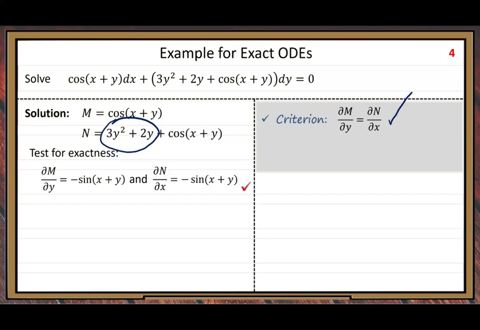Next, the first step, we take the integral of the m function with respect to x variable. That's easy.